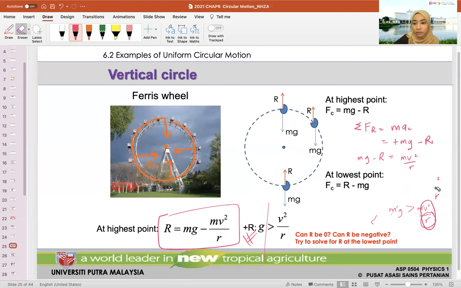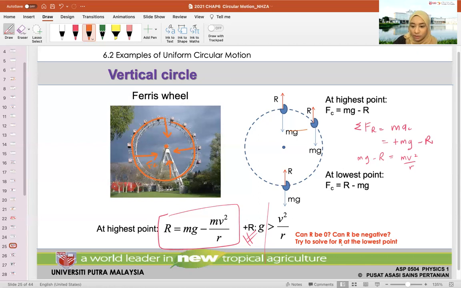What else? So this is why we are trying to solve for r positive. So can r be 0? Yes, it can be 0. It just means that your butt is no longer touching the seat. Can r be negative? Is it possible? Boleh tak r jadi negative? No. Boleh kan? It's just going to be 0 or positive. Either you have it or you don't have it.